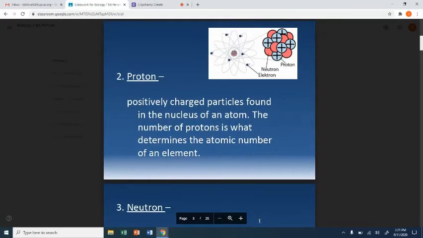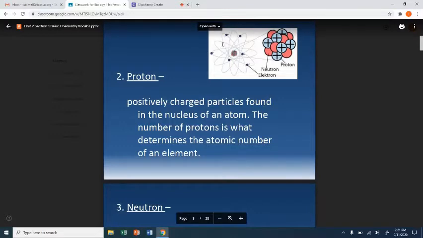A proton is a positively charged particle found in the nucleus of an atom. So here's a picture of an atom. This center part right here is the nucleus. We have protons and we've got neutrons. Protons are the positive charges. Okay, the number of protons determines the atomic number of an element. Hydrogen has one proton, one neutron, one electron. Because it has one proton, it has an atomic number of 1.